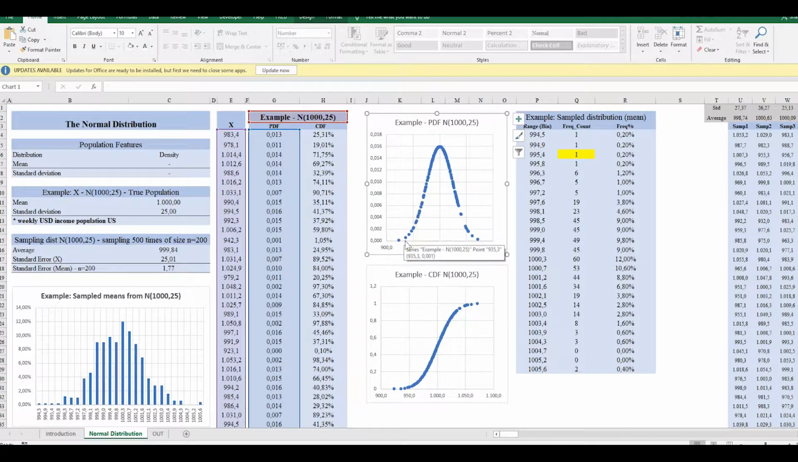If you note here that this doesn't look continuous, it's just because of the way that I have graphed it in terms of a scatter plot. Never mind.